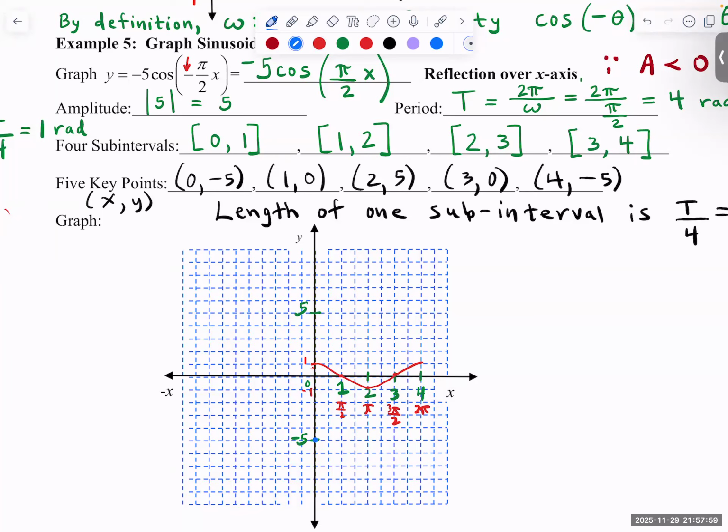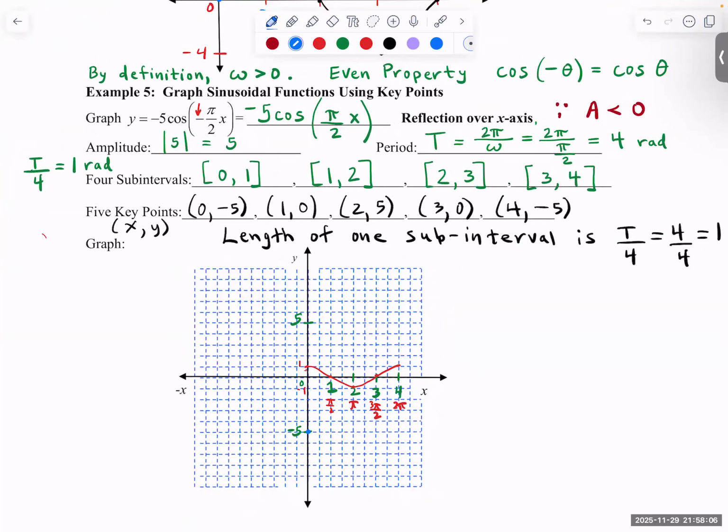And it's going to start increasing and reach a function value of 0 at 1 radian. So here are the first 2 key points. Increasing to 1 radian. The next key point will occur at the next key angle, which is 2 radians, where we're going to have a maximum positive peak value of 5.